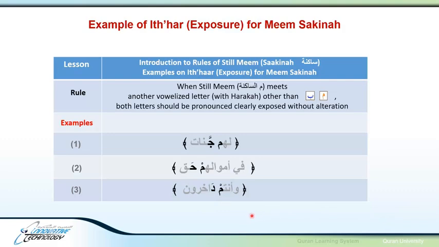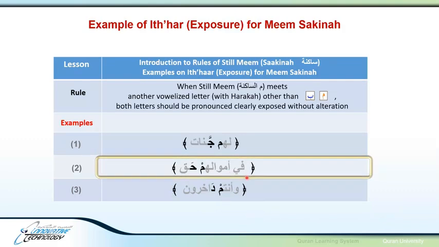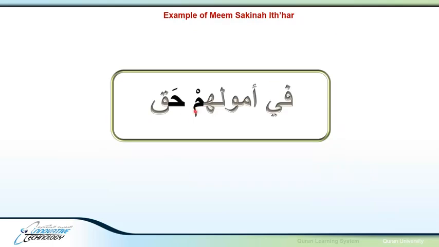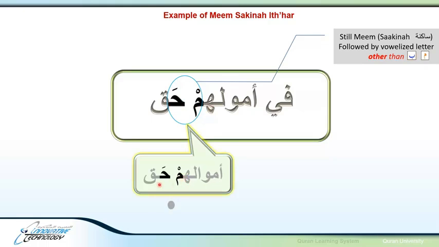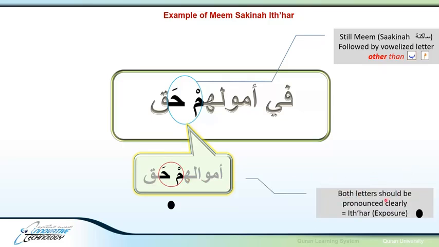Second example, في أموالهم حق. Meem Sakinah followed by another letter, the Ha. So the Meem Sakinah is followed by a vowelized letter other than the Meem and Ba. Ha is not a Meem, not a Ba. In that case, we're going to have إظهار. حكم أموالهم حق, and both letters should be pronounced clearly, which is basically إظهار, and given the color black.